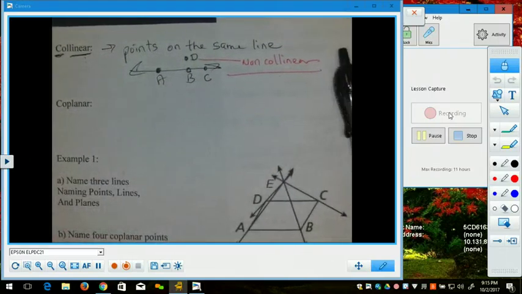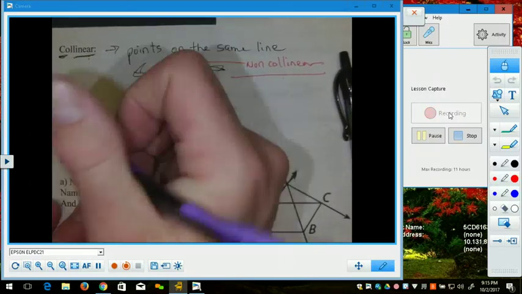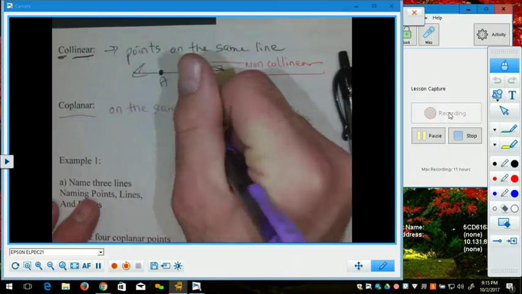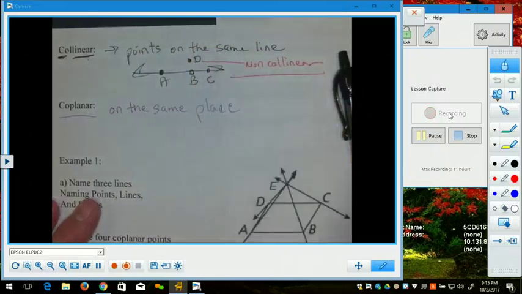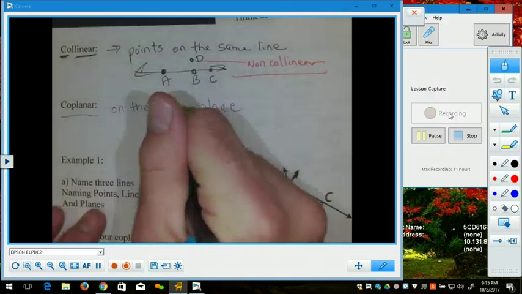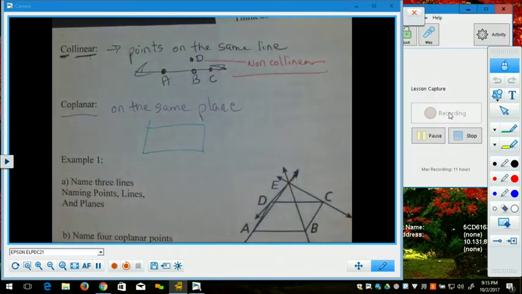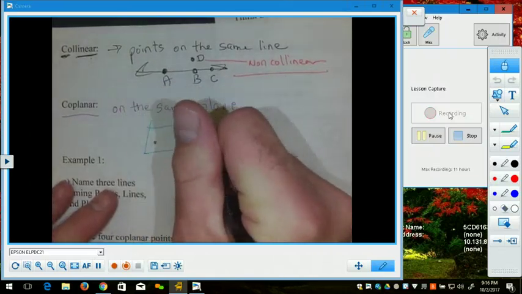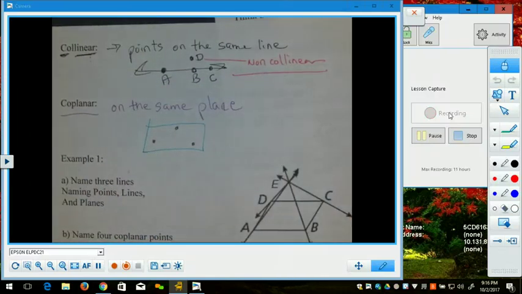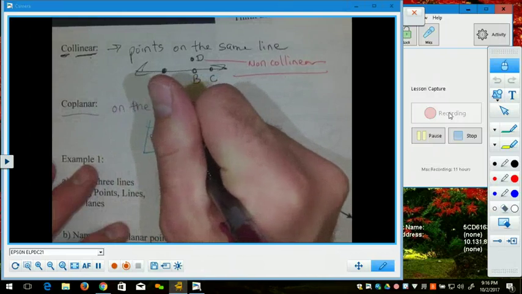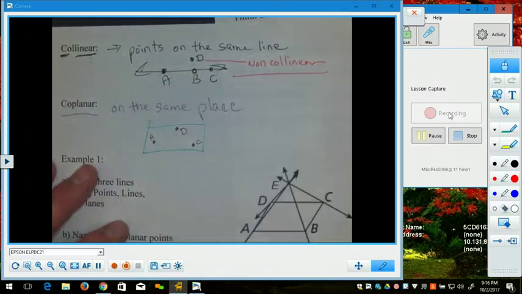So knowing that, then coplanar is pretty easy. Coplanar means on the same plane. So we could have some points. Here's my plane. We'll talk about how to name planes in just a minute. So I have some points that are inside that two-dimensional drawing, that quadrilateral. So there's A and D and C.